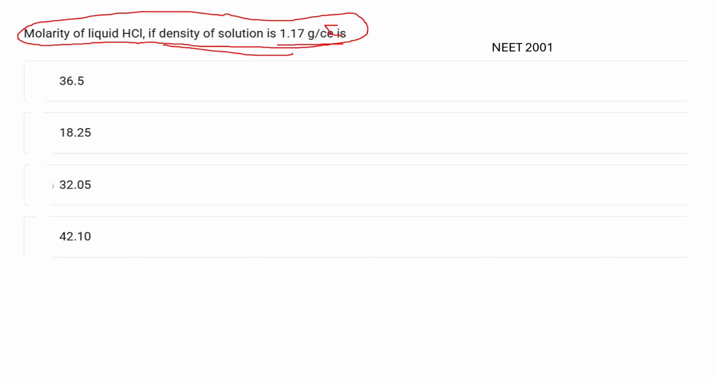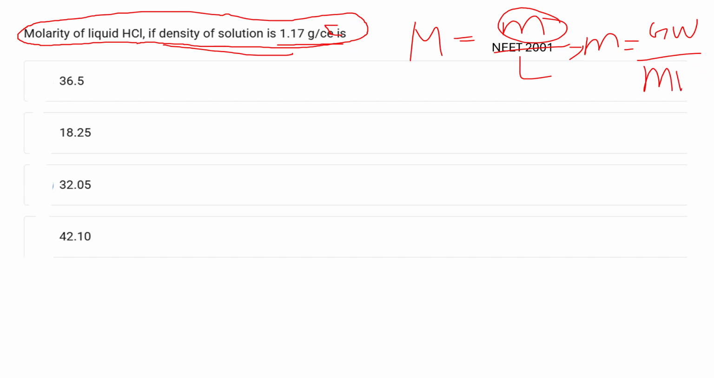This is so easy. What do you mean by molarity? Generally, the molarity is equal to number of moles divided by volume of the solution in liters. This is molarity. We are going to find the number of moles. That is our key. Number of moles is nothing but given weight divided by molecular weight. This is the formula for number of moles.